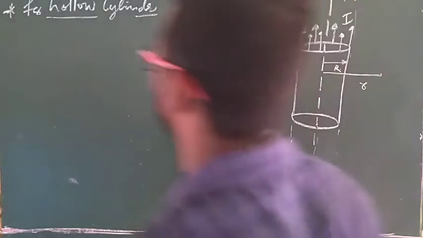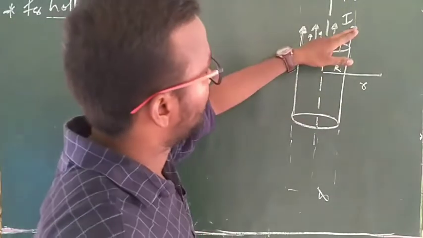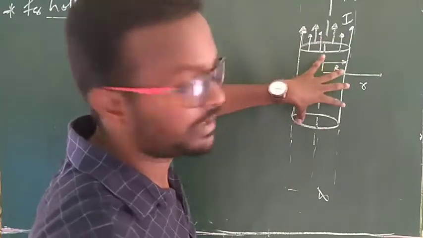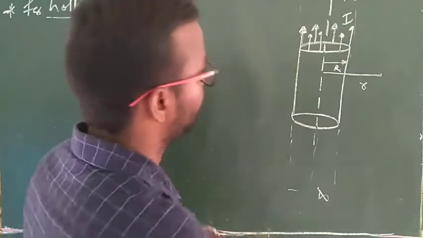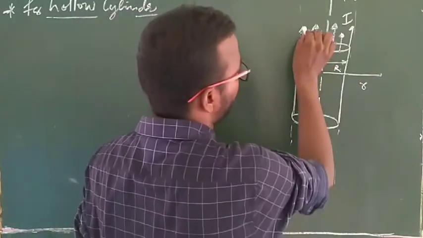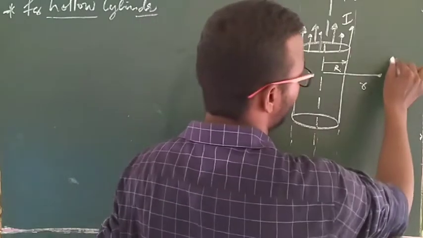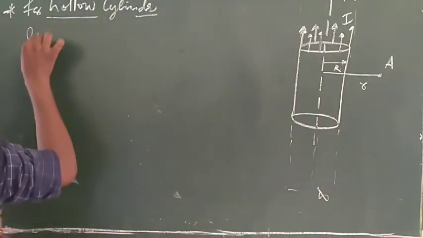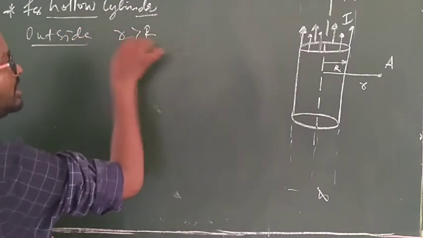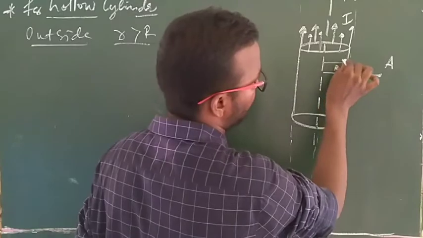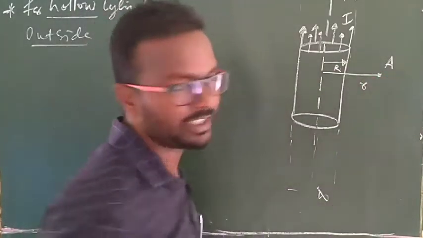For a hollow cylinder, suppose we have a hollow cylinder which is infinite, with current flowing through the surface, not within, current flowing over the surface which is I. That means this is the direction of current, and current flows over the surface of a hollow cylinder. Clear? There are also 3 points. Point A is the outside point, that means r is greater than R, and this R is the radius of the hollow cylinder, and at this point we have to find the magnetic field.